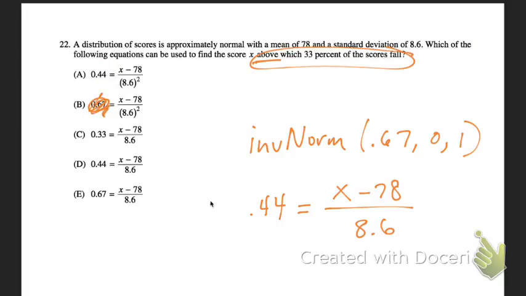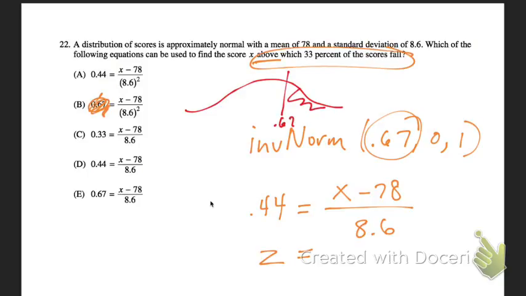These need to be z equals, and the z-score at the 67th percentile is 0.44. So when it says above, if you have your normal curve and you want 33% above, then you're at the 0.67 percentile. So it's A. No, it's D.